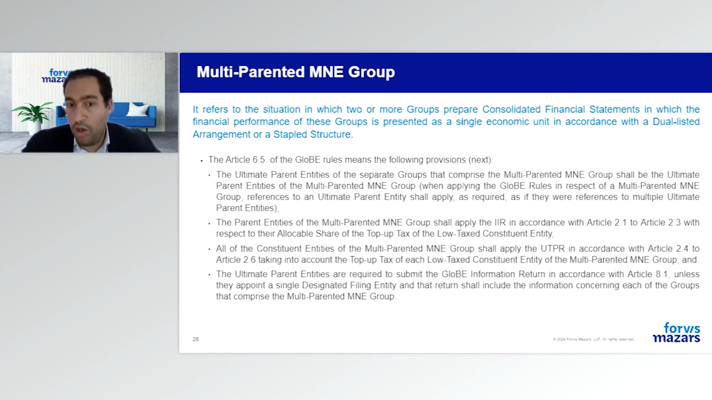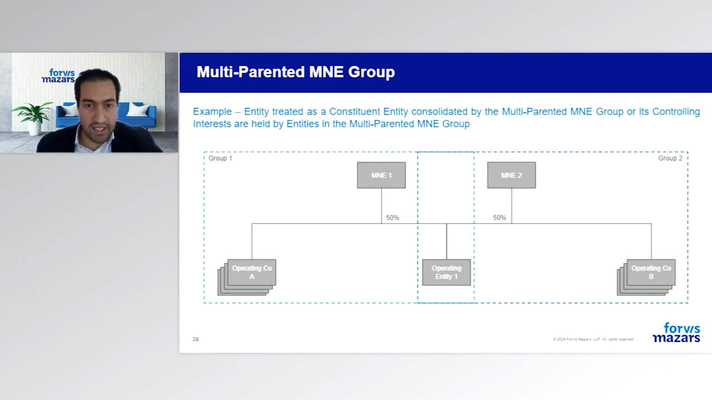So the GloBE information return here will include information about each of the groups that make up the multi-parent MNE group. You will see here that there's an example for that. Let's imagine again a world where you have MNE groups 1 and 2 that together constitute a multi-parent MNE group. The ultimate parent of each MNE group would each hold 50% of the ownership interest of an entity, which is operating entity number 1.